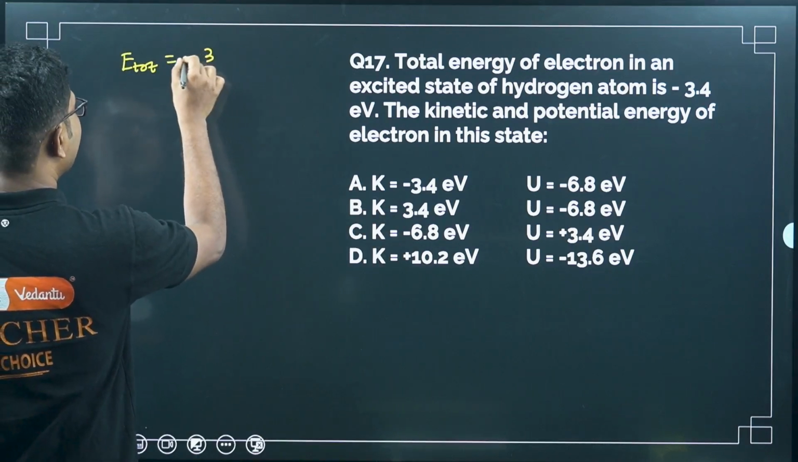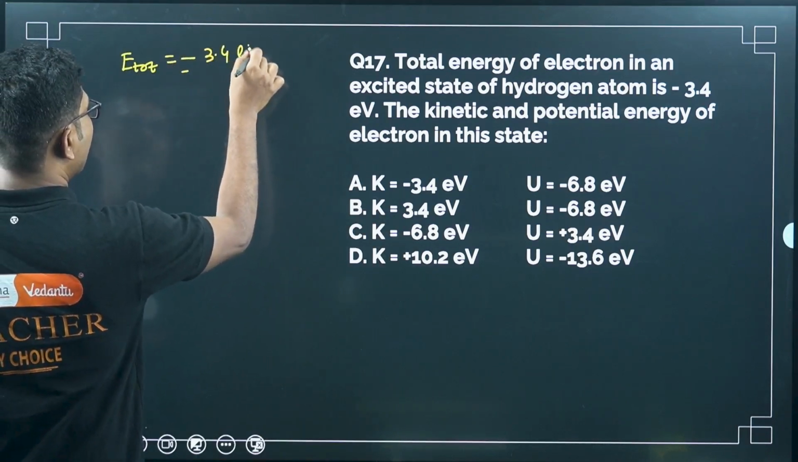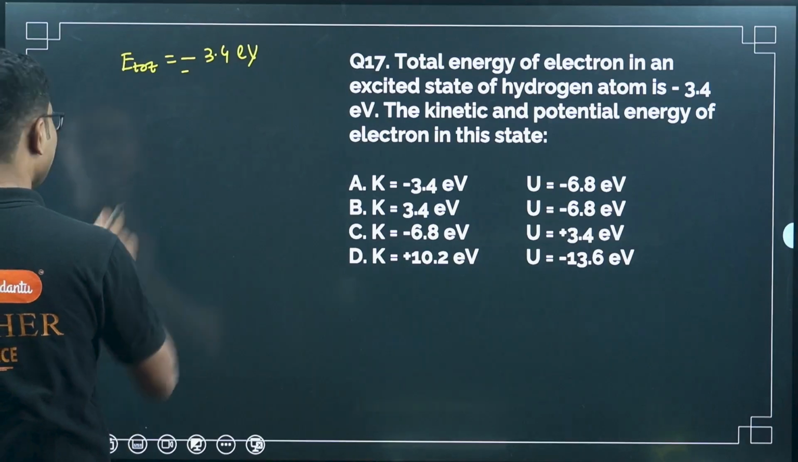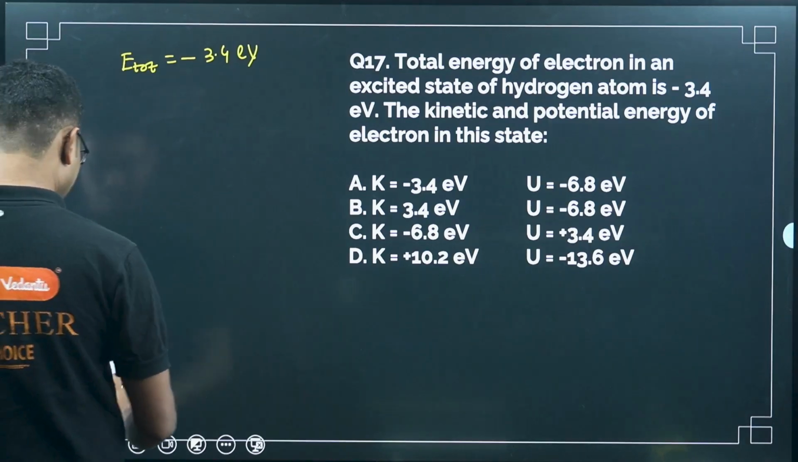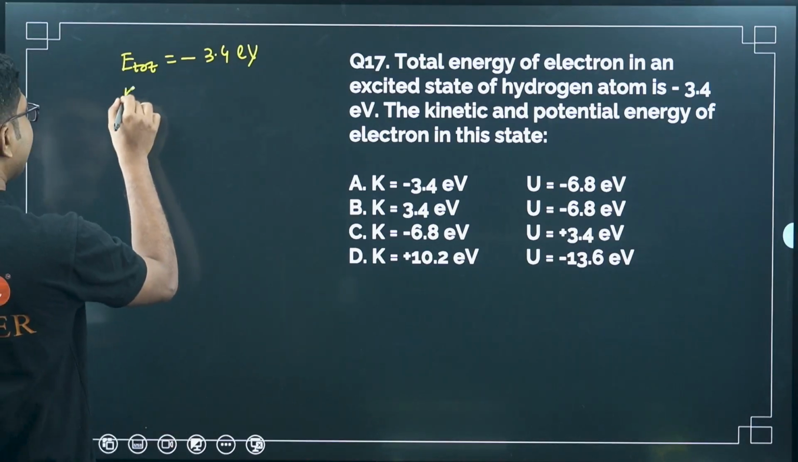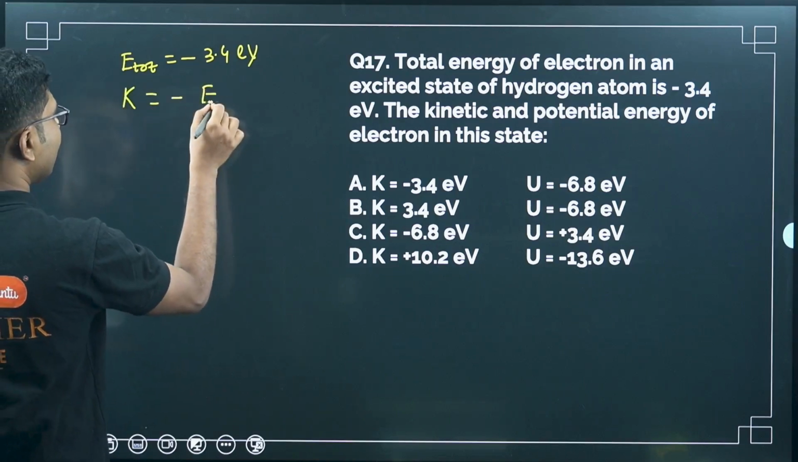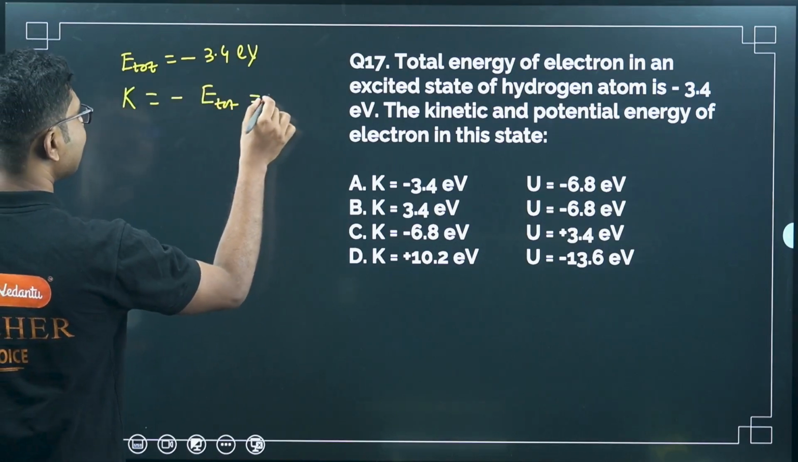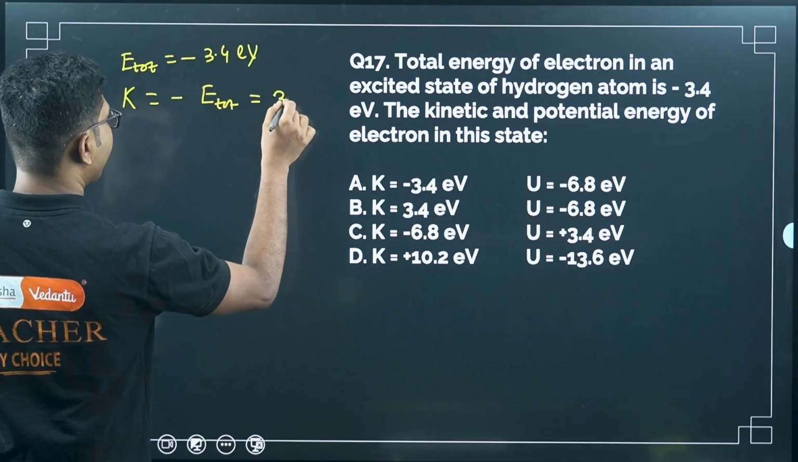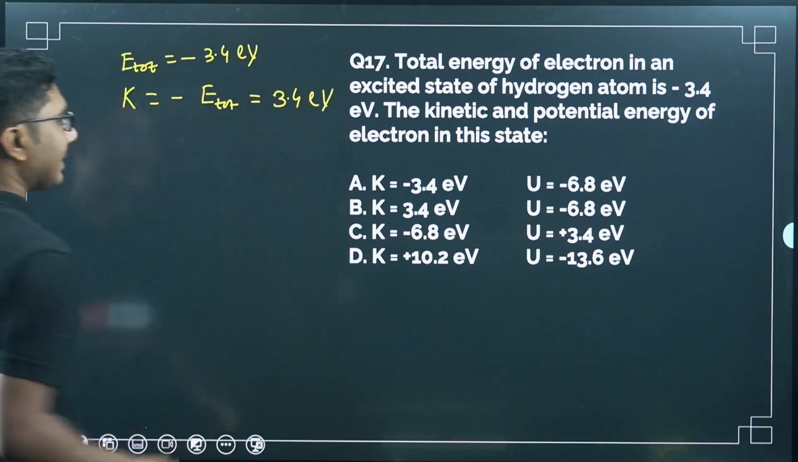minus 3.4 electron volt. So what I said, the kinetic energy will be, kinetic energy is nothing but the positive value of that. So kinetic energy is minus E total, that is 3.4 eV. So kinetic energy we have calculated.